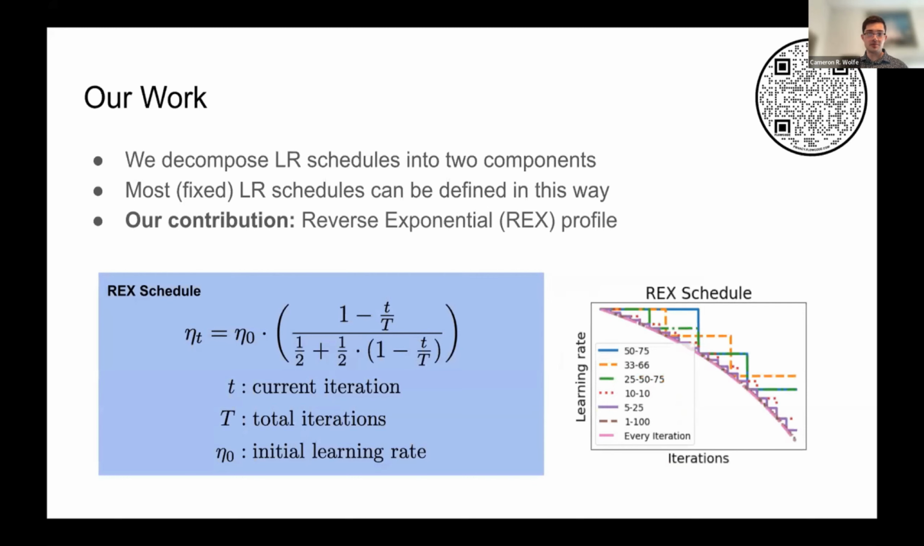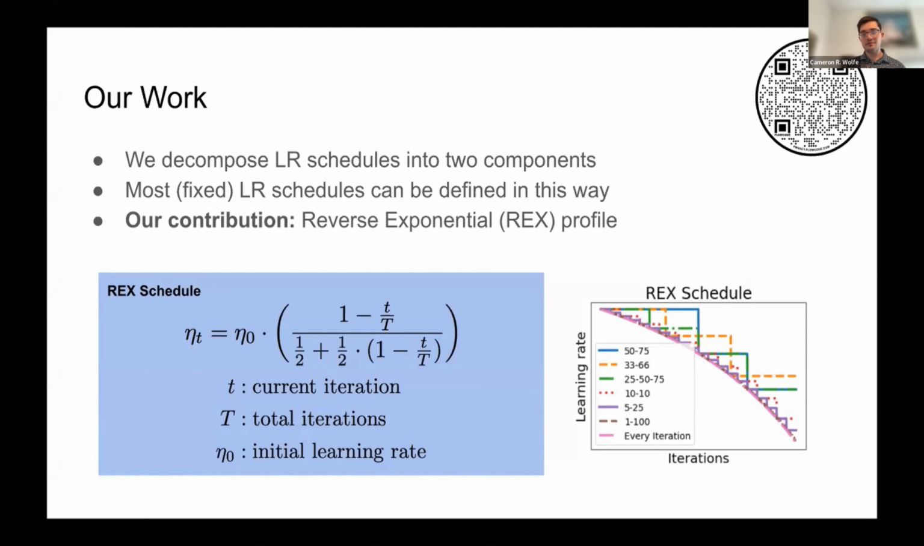And the contribution of this work is basically introducing a new profile for learning rate decay, which we call reverse exponential, or REX. And REX, you can see it in this right subplot here. It's basically just a learning rate schedule that will keep the learning rate high for a while and then decay it to a lower learning rate at the end of training. So instead of doing something like cosine decay or linear decay, where you reduce the learning rate smoothly throughout training, REX waits longer to reduce the learning rate and then decays it a lot at the end.